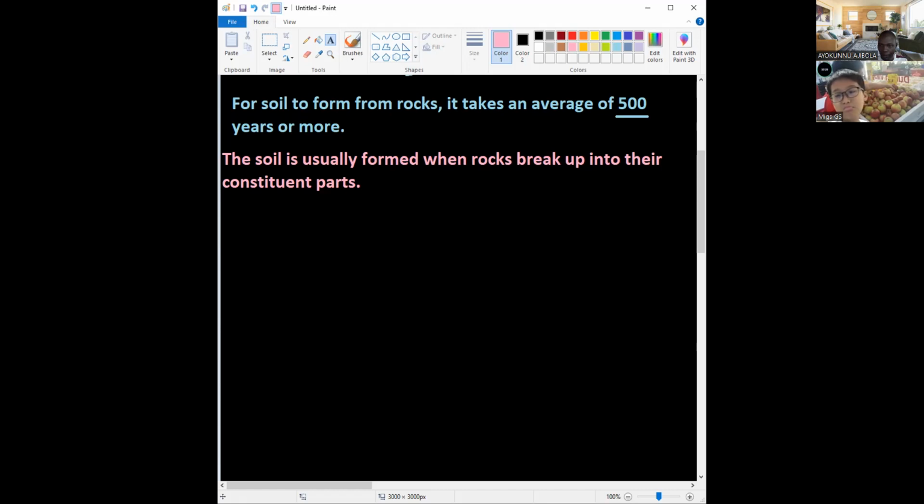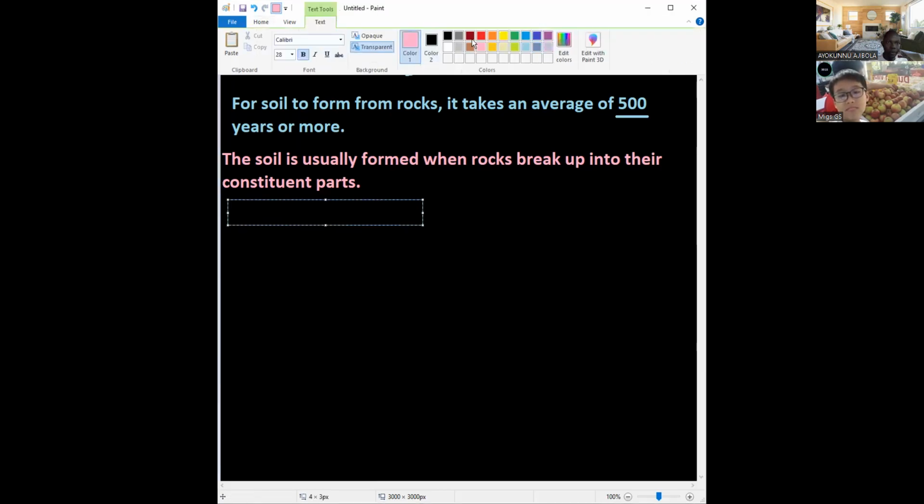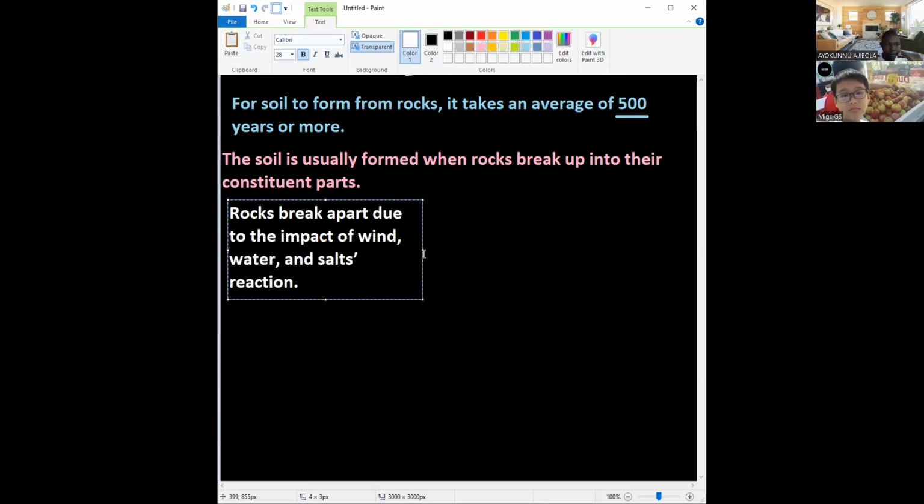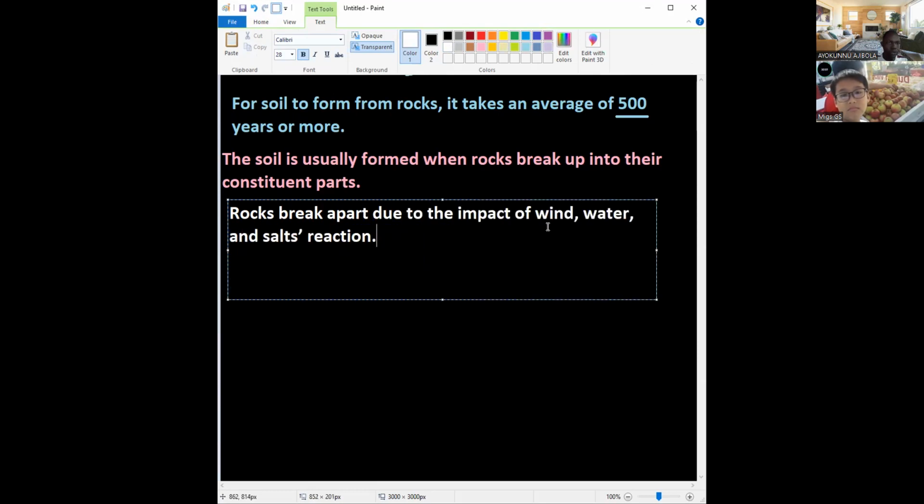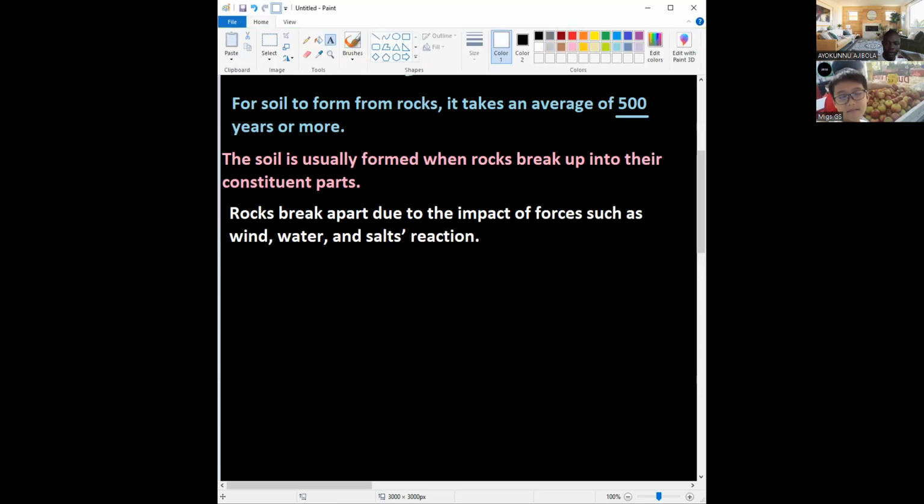So what I just explained is that rocks break apart due to the impact of forces such as wind, water, and salt reaction. So we have to take note of this.